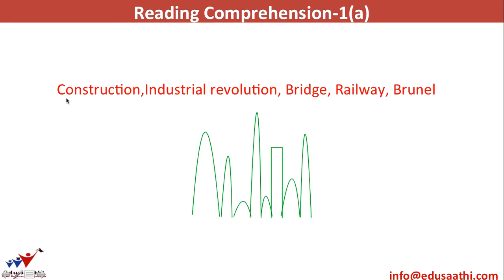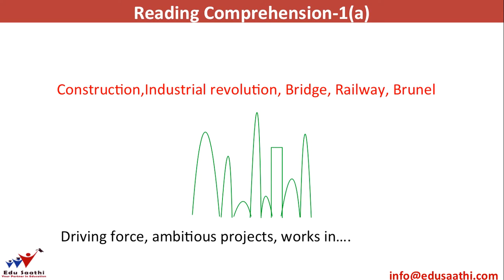So I underlined construction, industrial revolution, bridge, railway, Brunel. These are all words related to engineering that I found while just looking over the paragraph, and the other words, which I did not even read, were not related to engineering, so I did not read them. So this is the way I carry out skimming of the text. I just skimmed the words which were of my concern.